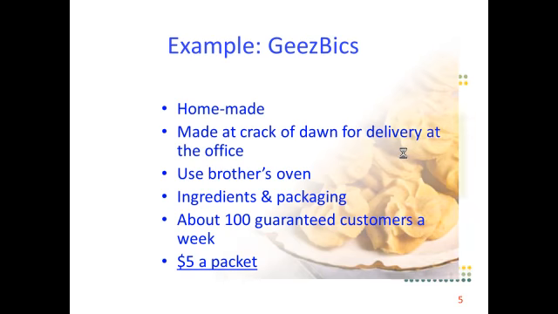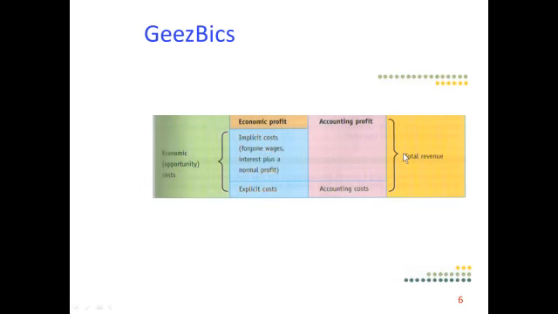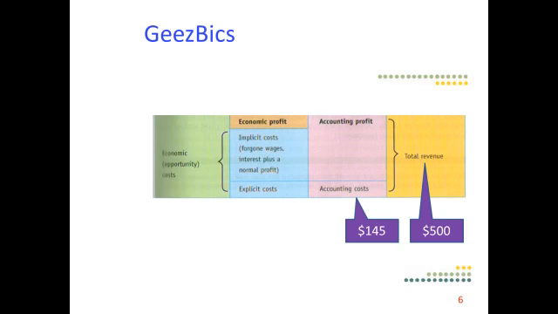Okay, let's put this in a little diagram. Total revenue is $500. It's the same for both economists and accountants. Accountants take into account the explicit costs, $145. If we take the 145 from 500, we arrive at that $355 of accounting profits that makes the business look pretty attractive. On the other hand, if we look at it from the economist's viewpoint, the explicit costs are equal to 145, just the same, flour, etc.